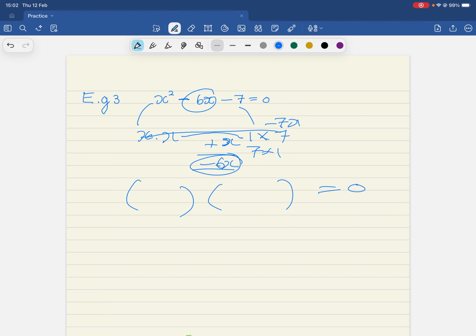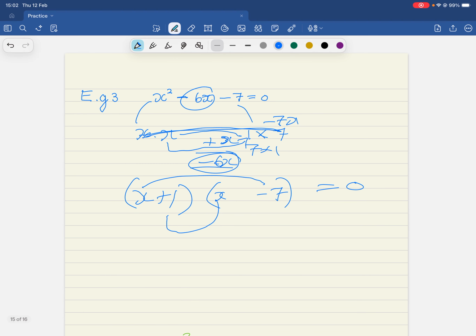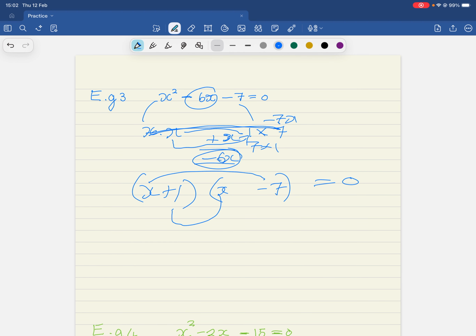This x is multiplying negative 7. The smaller x is multiplying the smaller number, 1. So the x is multiplying the smaller number, which must be positive. And there you have it. If you solve this, you would get the solution. So therefore, x is equal to minus 1, or x is equal to 7.